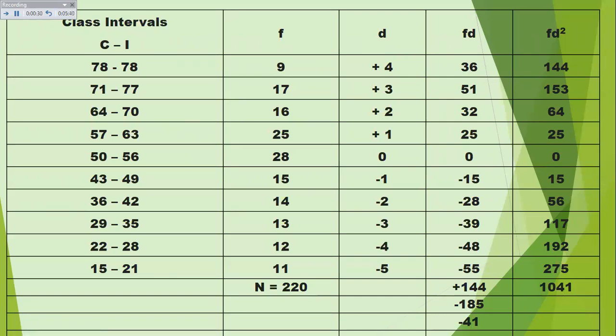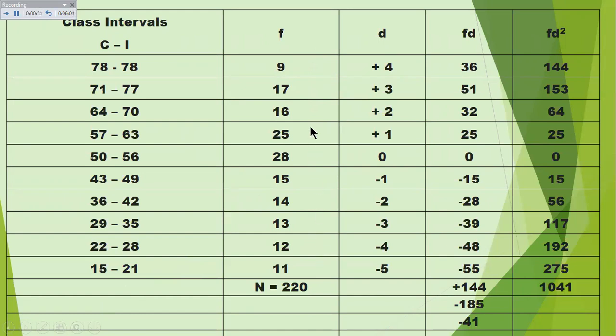And highest group on the top. Okay. Let's discuss D. How to calculate D? Very easy. For D, we have to observe the F column. F means frequency column, and find out the highest frequency.